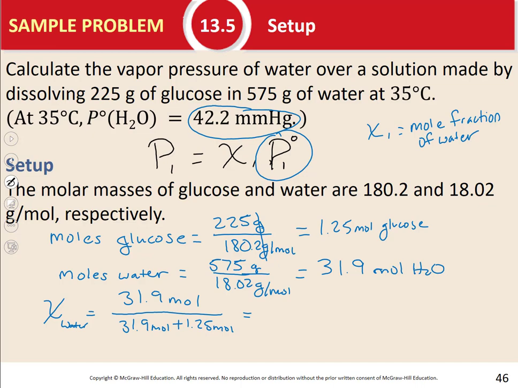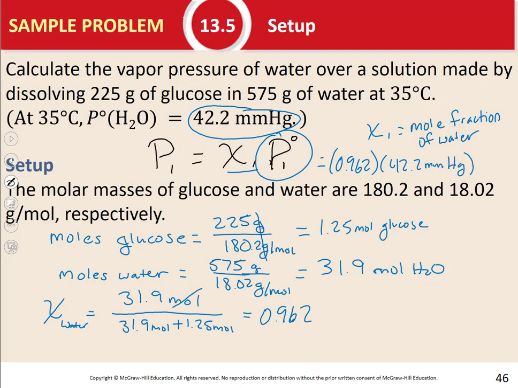Now this colligative property is called vapor pressure lowering. So at the end, we expect our vapor pressure to be what compared to 42.2? Lower. Good. And make sure your answer is making sense here. So our mole fraction we got here to be 0.962. So that's what goes in here. So 0.962. So our new pressure is our mole fraction, 0.962, times our initial vapor pressure, or vapor pressure of the pure substance, which was 42.2 millimeters of mercury.